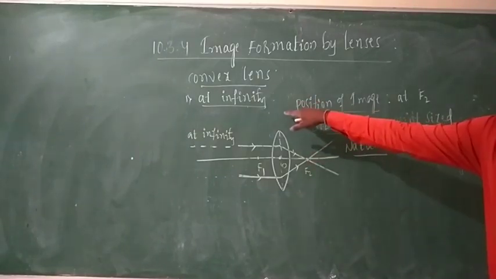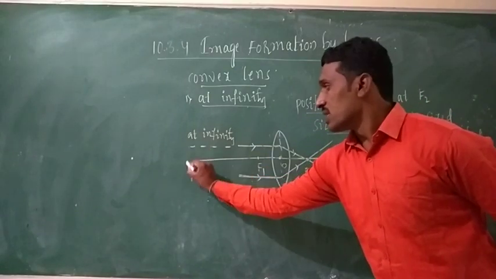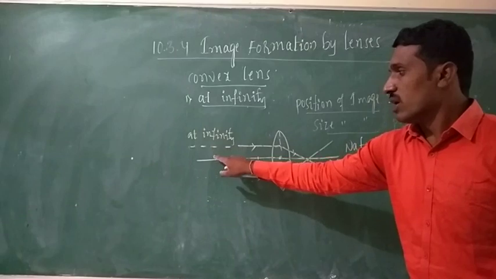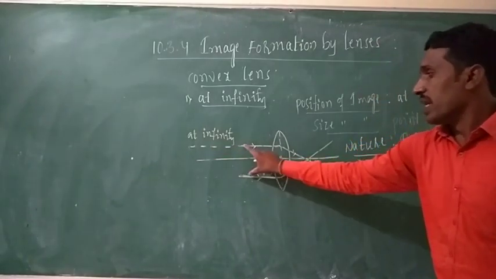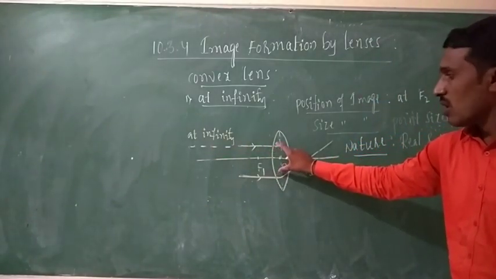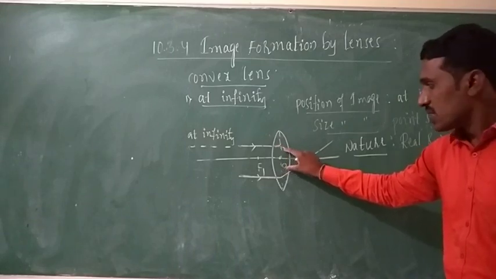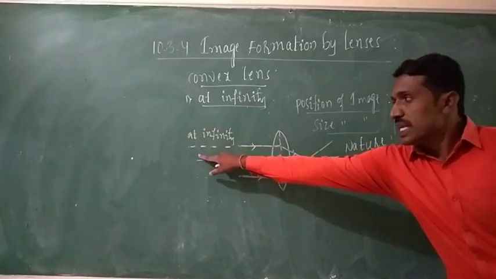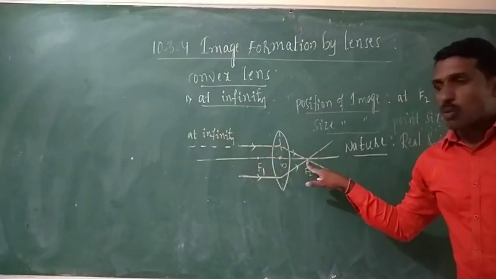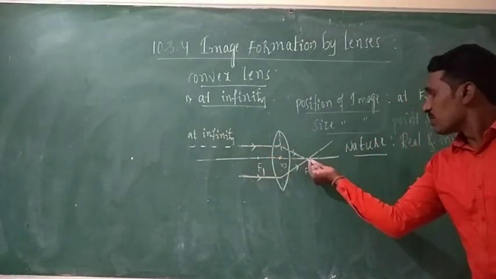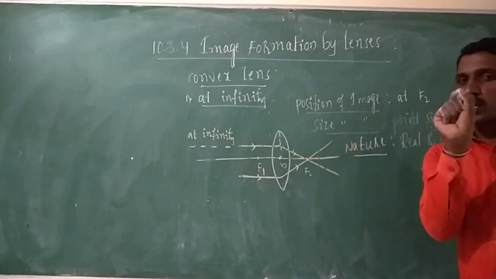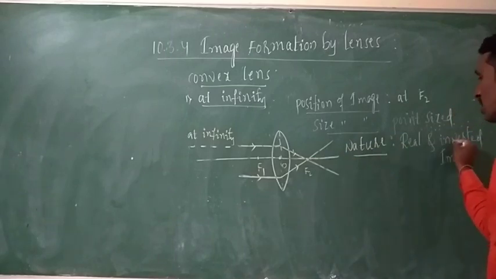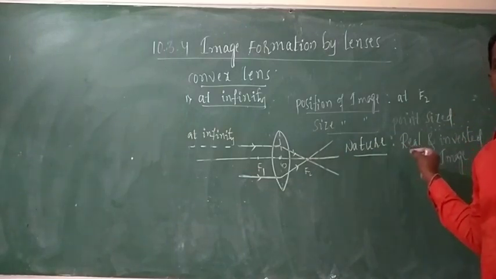As our first case, the object is at infinity. These are light rays, light ray 1, 2, 3. These three light rays are moving towards the convex lens. After refraction by the convex lens, they are meeting at F2. So the image of this object is formed at F2. What is the size of the image? The image is point size and highly diminished. What about nature? The image is real and inverted in nature.